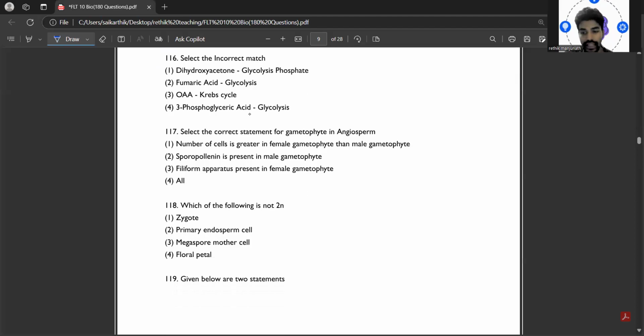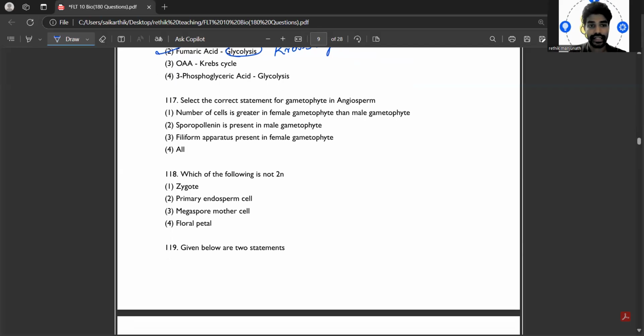We'll move to the 116 here. Select the incorrect match. So out of all these four, which is the incorrect match? The second one, because fumaric acid you'll see in which cycle? It is actually the Krebs cycle. Right. Then 117 we will move.